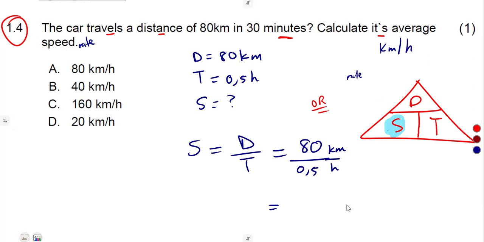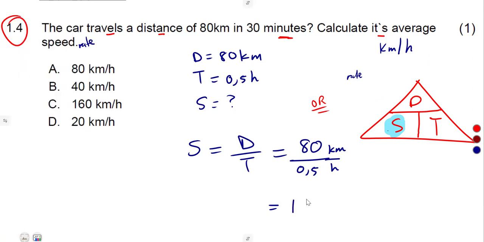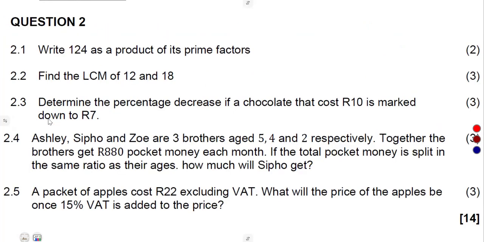That is why we're going to obtain what? Kilometers per hour, different units. All right, so 80 divided by 0.5 is going to give us 160. That's kilometers per hour as our speed. Just like that. Revise. So 160, that is what? That is C.